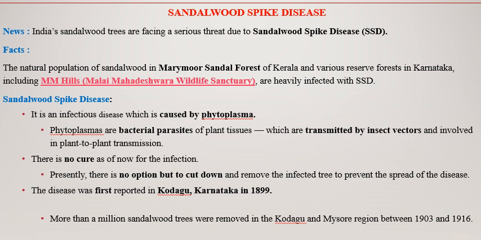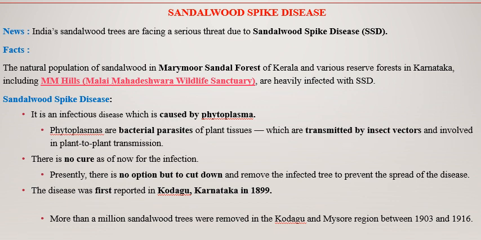Now the spike disease is caused by phytoplasma, which are bacterial parasites of plant tissues. They are transmitted by insect vectors, and it also involves plant to plant transmission. So if one plant gets it, it will be easily transmitted to many other trees. In this way, if for example it is cultivated in 1 acre, the whole 1 acre will get this disease.